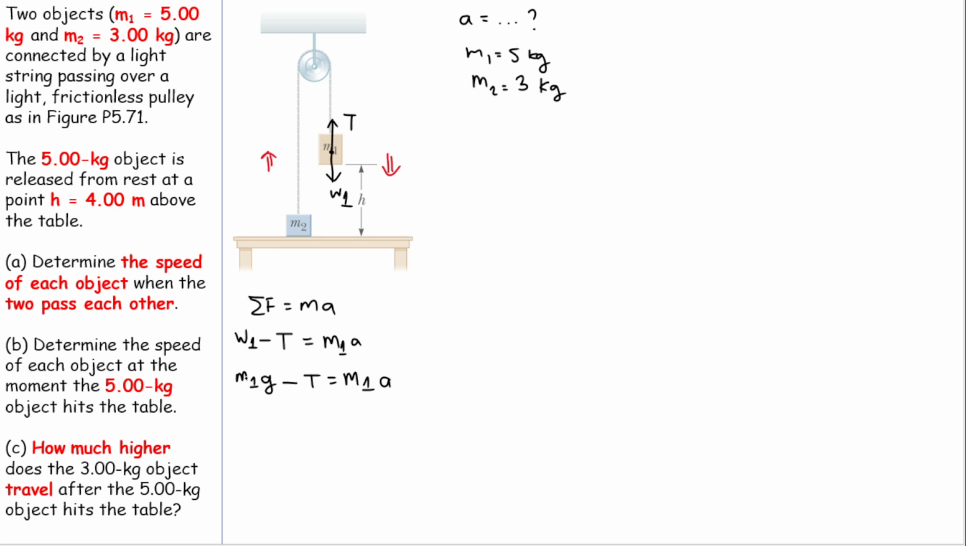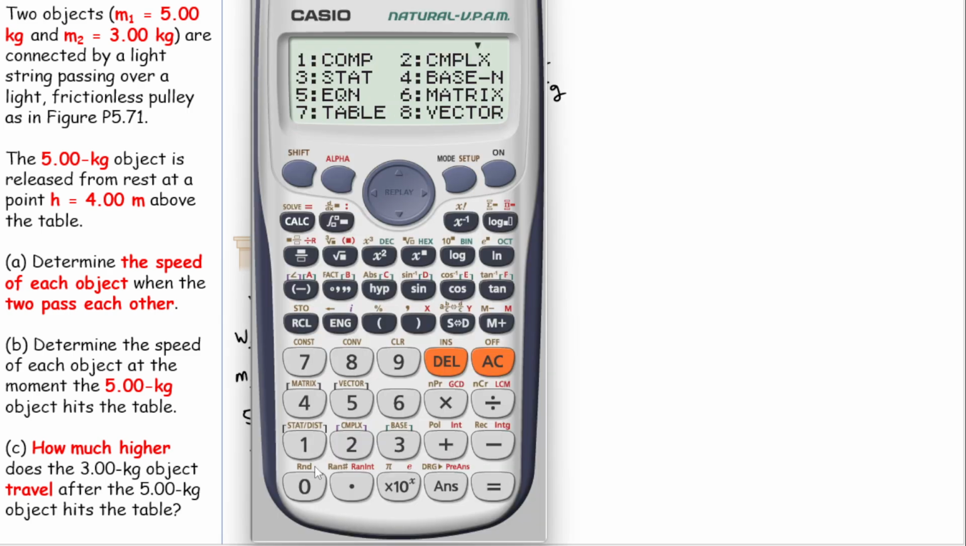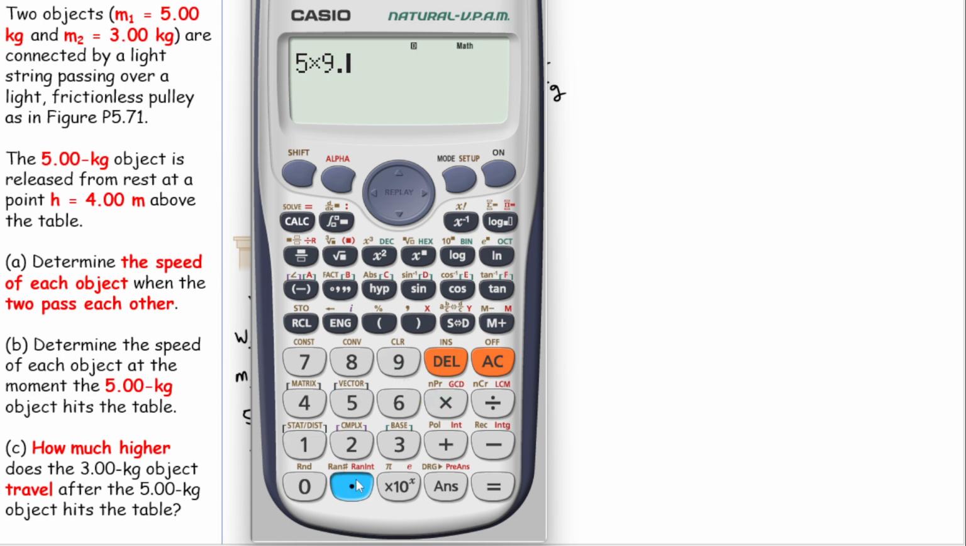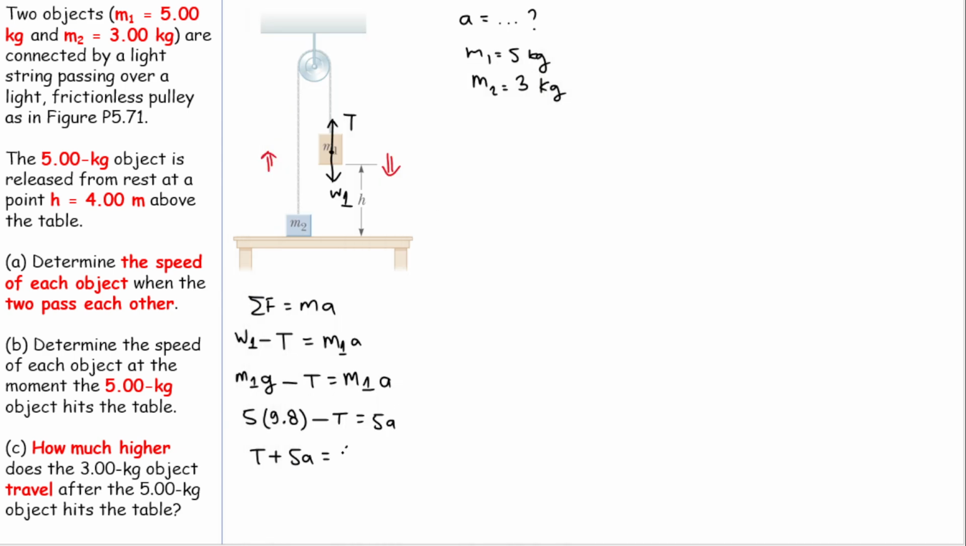Good. But then M1 is 5 kg. So I have 5, G is 9.8, and then minus T, and that will equal 5A. Right? And then let's move this to the right hand side. So I'll have T plus 5A, and that will equal 5 times 9.8. And 5 times 9.8 is 49, I think. Yeah, 49. Good. And let's save this as equation number 1.